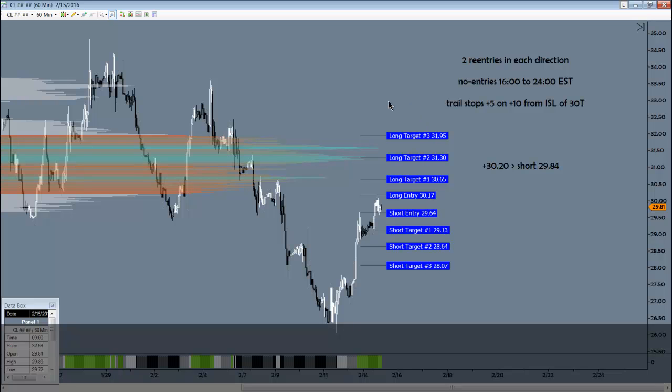We'll consider two re-entries in each direction here. No entries between 1600 and 2400. Go +5 on +10 from the initial stop loss of 30.